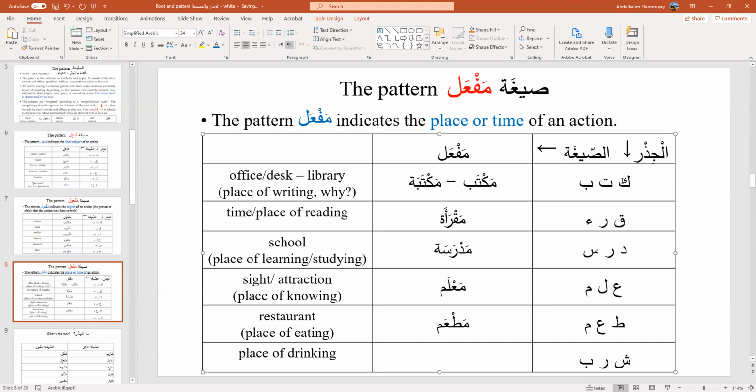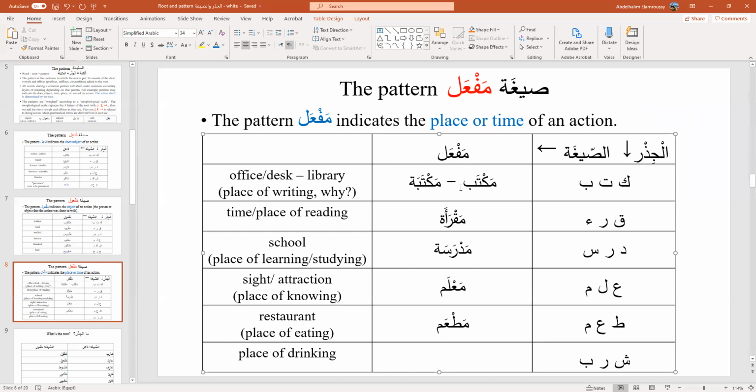So the first step, yes, replace the fa with the first letter of the root, or R1, which is the kaf. Replace the ayn with the second letter of the root, R2, which is the ta. Replace the lam with the third letter of the root, R3, which is the ba. And then add everything else as it is. You will add the meem, you will add the fatha, you will add the sukun on the first letter of the root, you will add the fatha on the second letter of the root. So the end result will be maktab and maktaba.